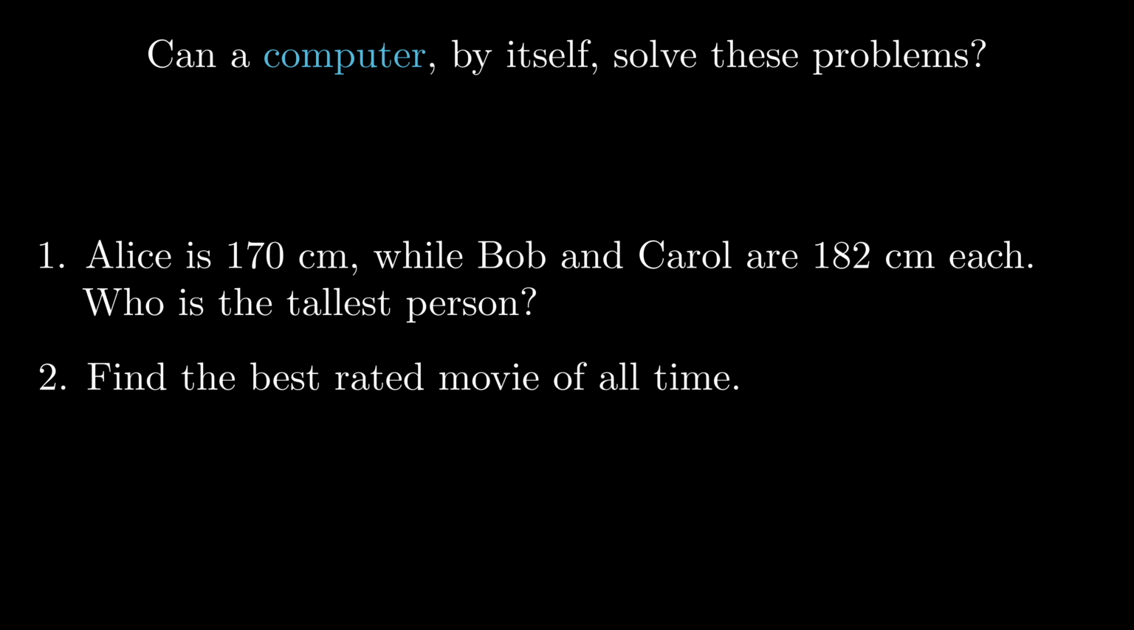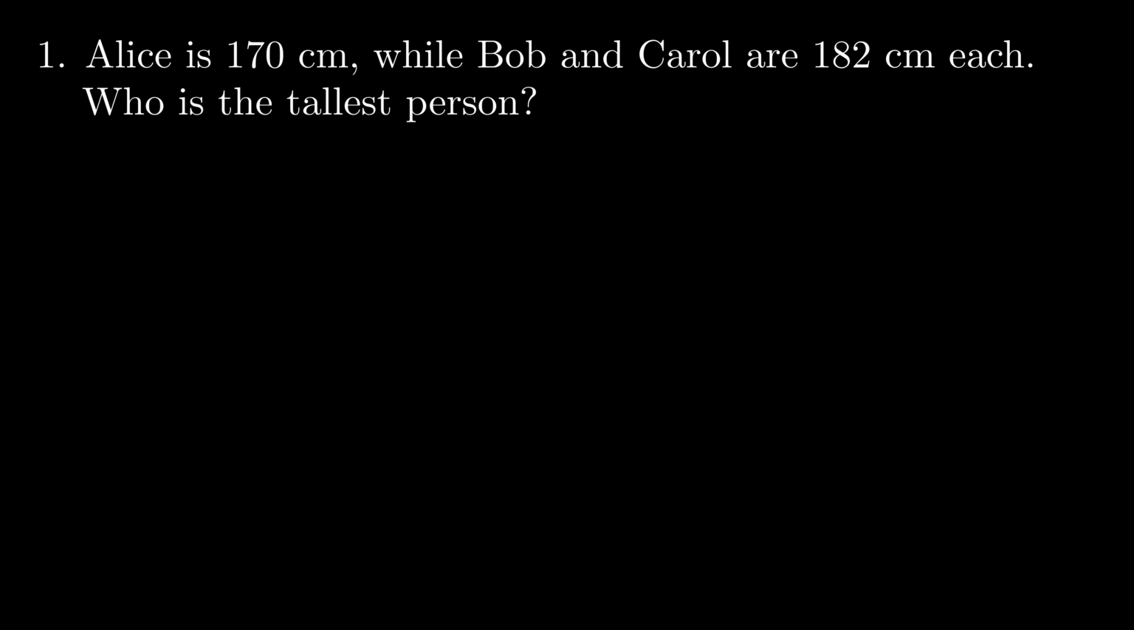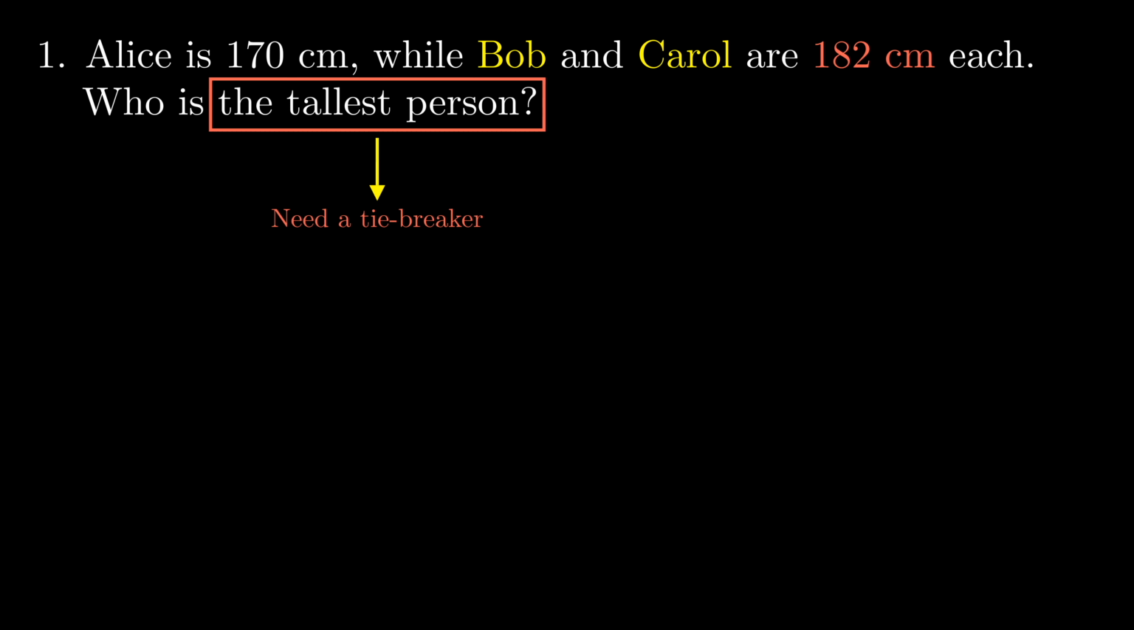Pause the video and take a moment to think about whether or not these two problems qualify as computational problems. So let's look at the first problem now. At 182 centimeters, both Bob and Carol qualify as the tallest person, but a computer cannot decide between Bob and Carol because there is no tie-breaking criterion, and a computer is a deterministic machine that cannot make choices without a predefined rule. Hence, we can safely conclude that due to an unresolved ambiguity, this problem is not a computational problem.